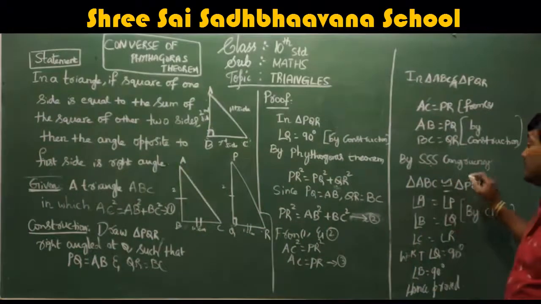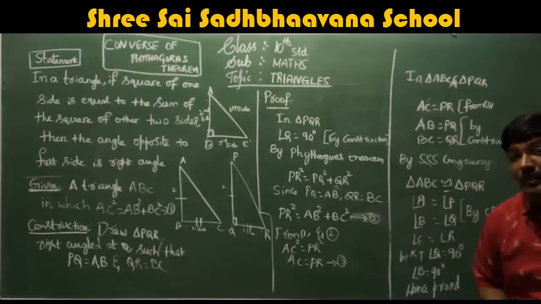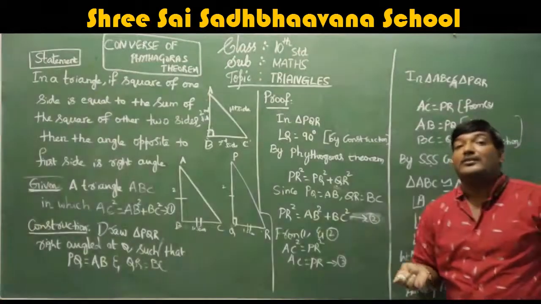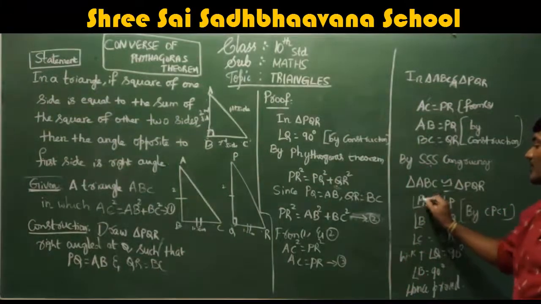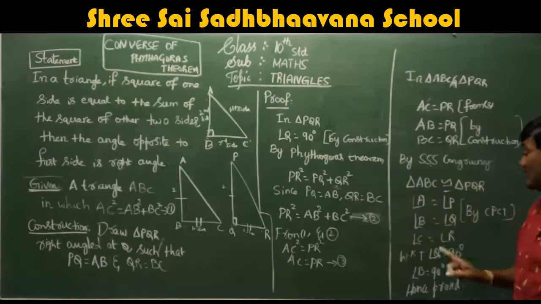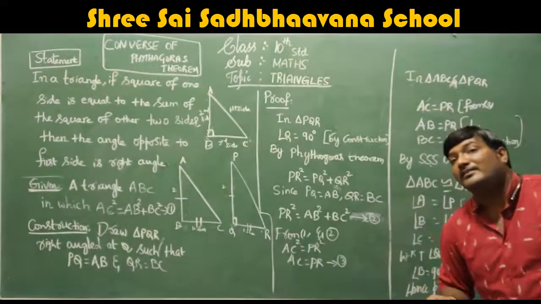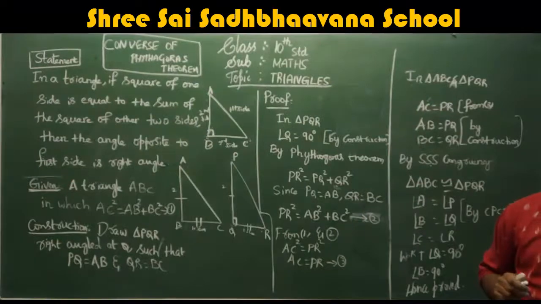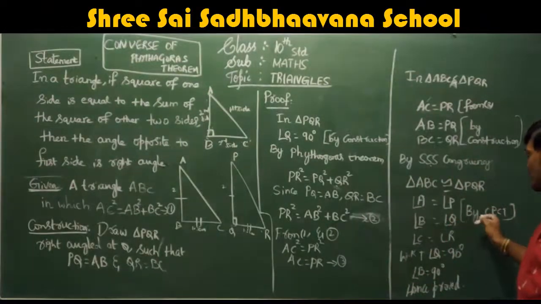And if these corresponding sides are equal, what about the corresponding angles? In congruent triangles, not only the corresponding sides, even corresponding angles should be equal. So, corresponding angles can also be equated. Angle A is equal to angle P, angle B is equal to angle Q, and angle C is equal to angle R. This is very important, you should write by CPCT, which means corresponding parts of congruent triangles.